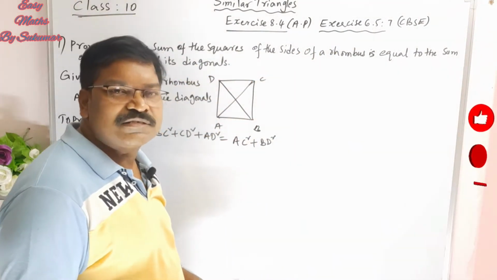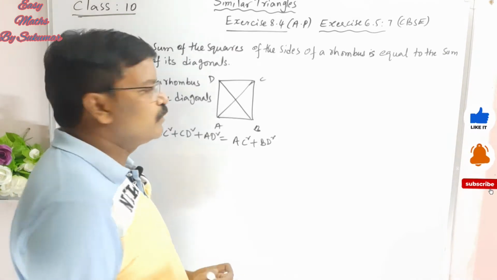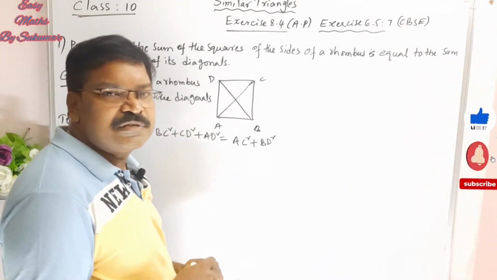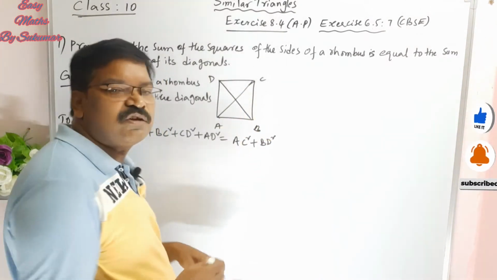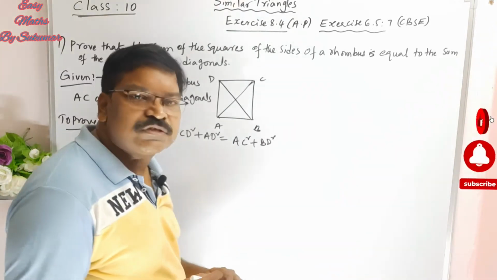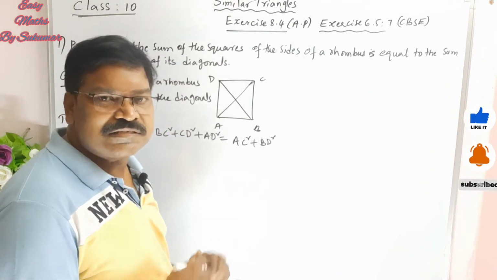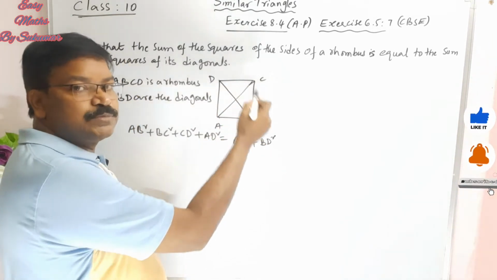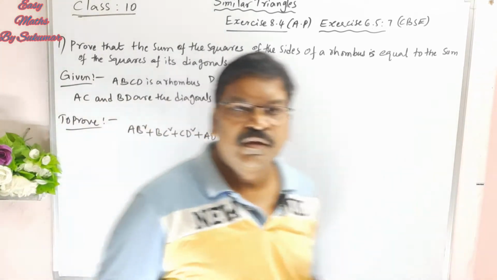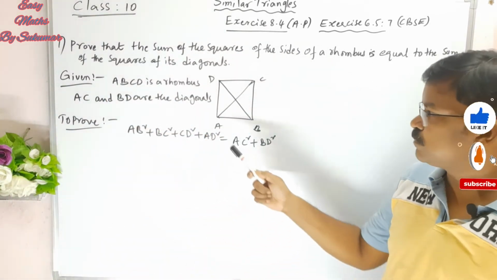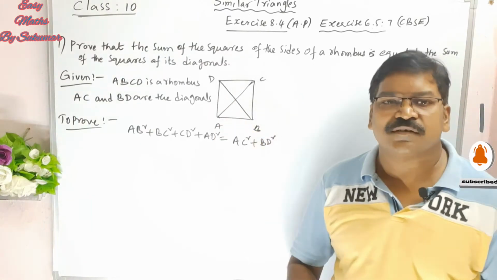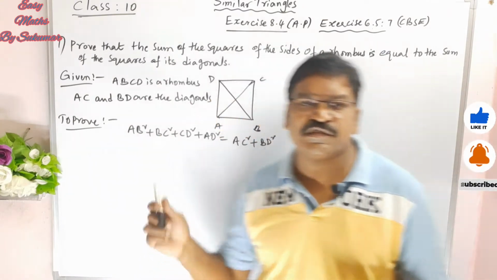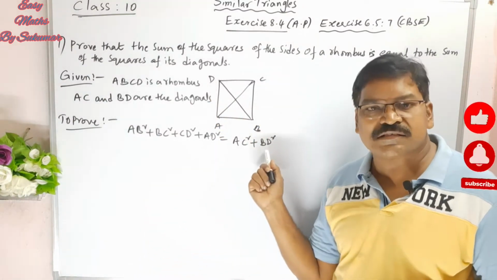Okay my dear students, here the sum is: prove that the sum of the squares of the sides of a rhombus is equal to the sum of the squares of its diagonals. That means here ABCD is a rhombus, and AC and BD are the diagonals. What we have to prove is that the sum of the squares of the sides, that is AB, BC, CD and AD, AB square plus BC square plus CD square plus AD square, is equal to the sum of the squares of its diagonals, AC square plus BD square.